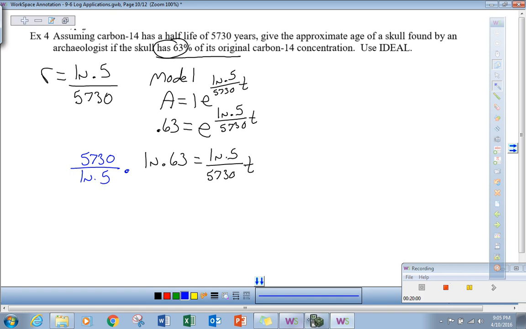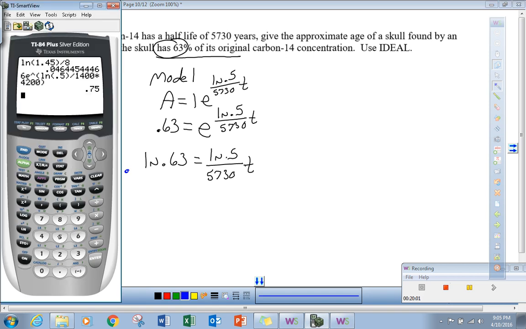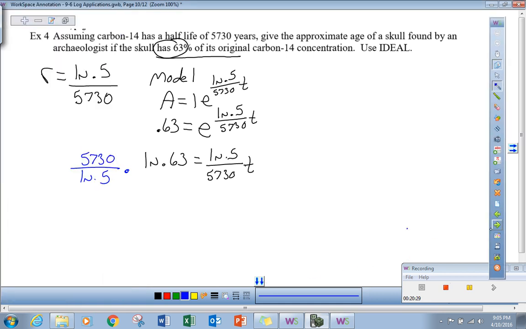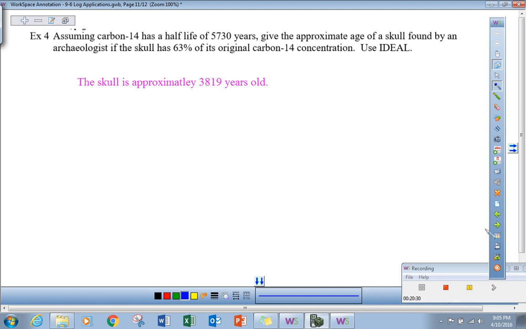Just run that straight through your calculator. So I'm going to have 5730 times the natural log of 0.63. Close that off. It looks like divided by the natural log of 0.5. So it looks like I'm going to get approximately 3,819 years. So in the form of a sentence, the skull is approximately 3,819 years old. So guys, there's our application problems with the trig.